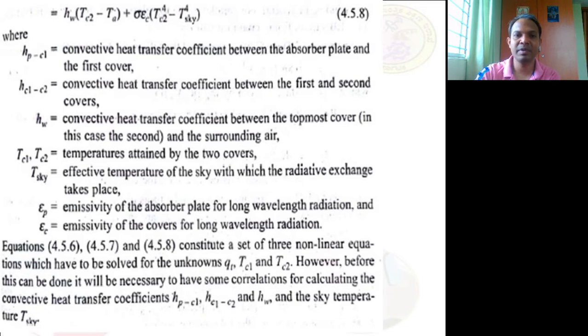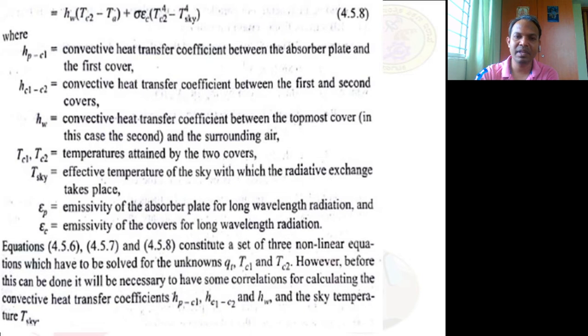Now Hpc1 tells us the convective heat transfer coefficient between the absorber plate and the first cover. This is what I have already explained to you, but still, as a custom, Hc1c2 tells us the convective heat transfer coefficient between the first and the second cover, whereas Hw tells us the convective heat transfer coefficient between the topmost cover and the surrounding area. Tc1, Tc2 are the temperatures attained by the two covers respectively. T sky is the effective temperature of the sky with which the radiative exchange takes place.